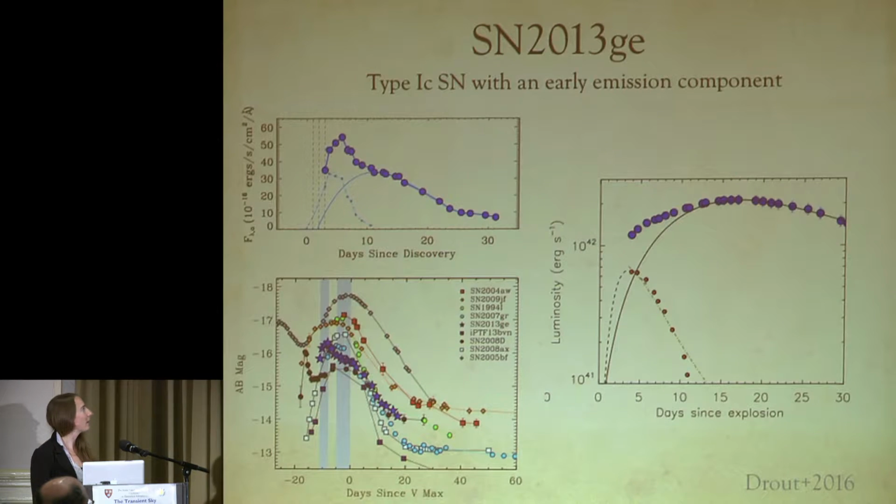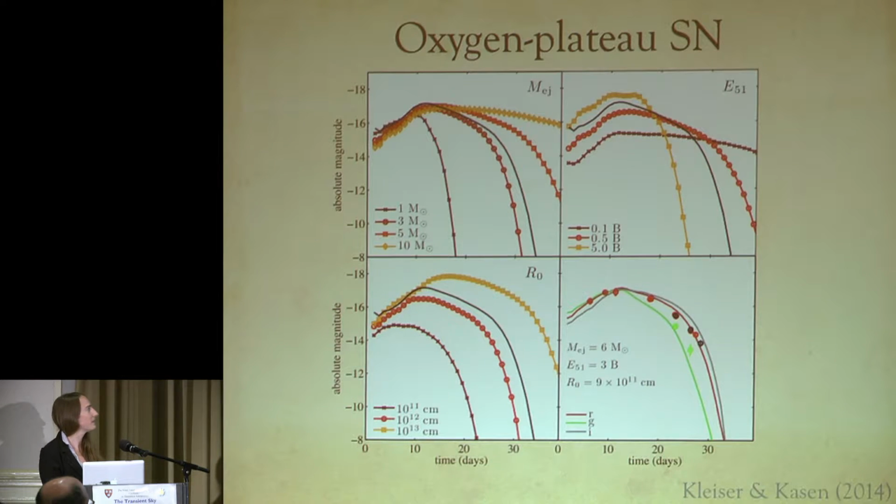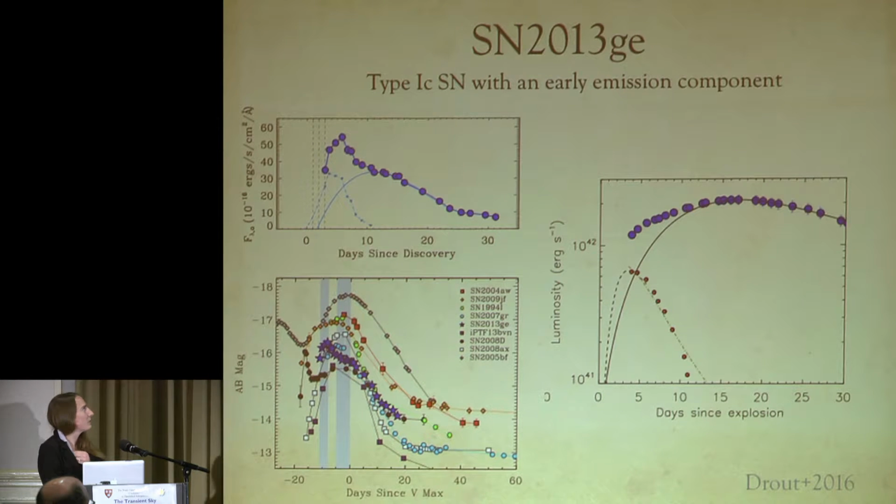In particular, I wanted to highlight another object, which itself is not rapidly declining, but I think fits into this picture for some of these rapidly declining events quite well. Supernova 2013ge was a pretty standard type Ic supernova. If you looked at it from maximum light onward, you would not have predicted anything unusual. It was very normal in every way. But we didn't discover it at maximum light. We found it very early.